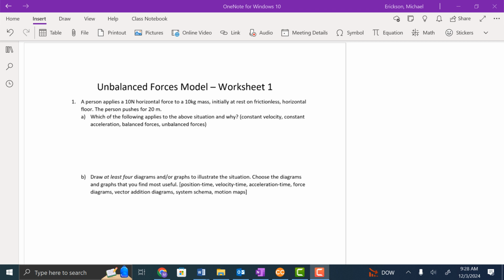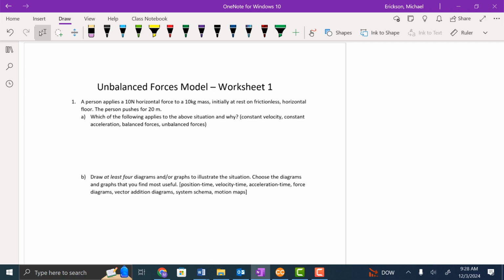Okay, guys, so we are in unbalanced forces now. A lot of the things we're going to be talking about are things that you've experienced in the past 2 units, interactions and balanced forces, but now we're going to formalize a few things. The big thing with this unit is we're finally going to go over Newton's second law.